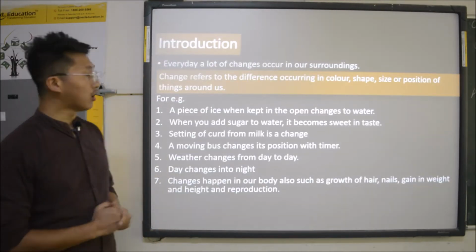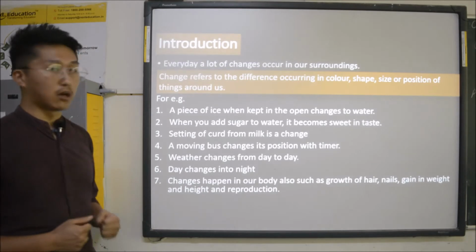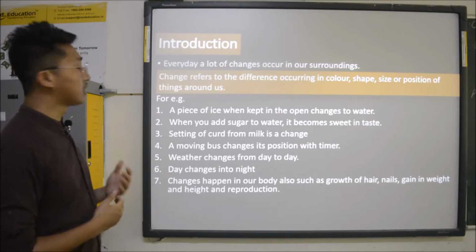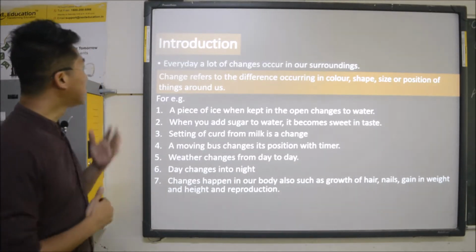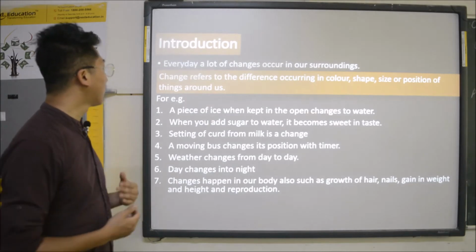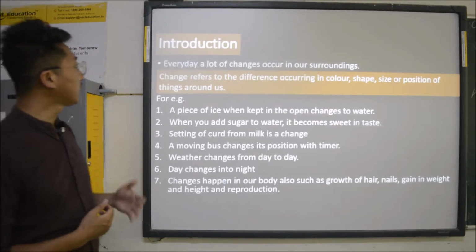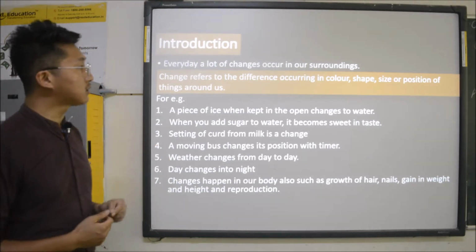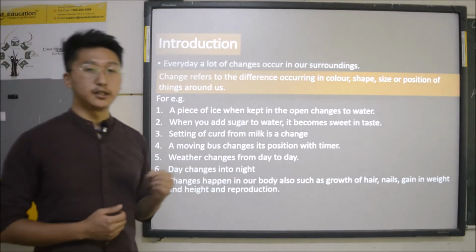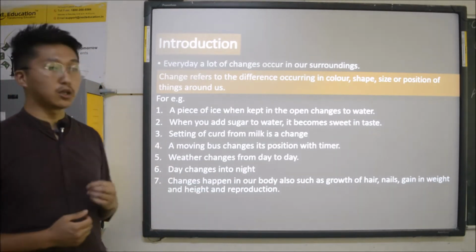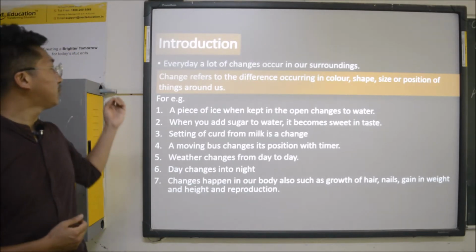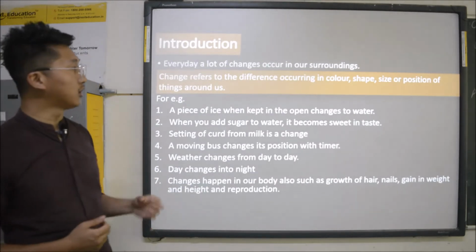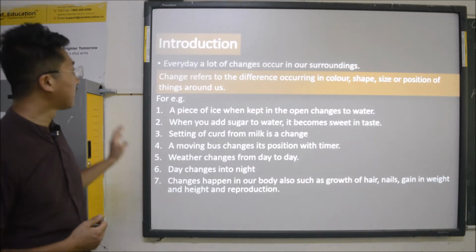Every day a lot of changes occur in our surroundings. There are different things going on around us. Change, in this context, refers to the difference occurring in color, shape, size or position of things around us. So in this context we are studying the change that is going on in the color, shape, size and position of the things around us.